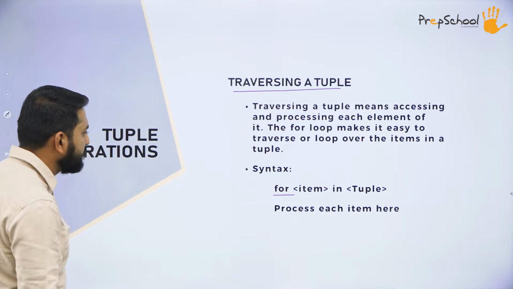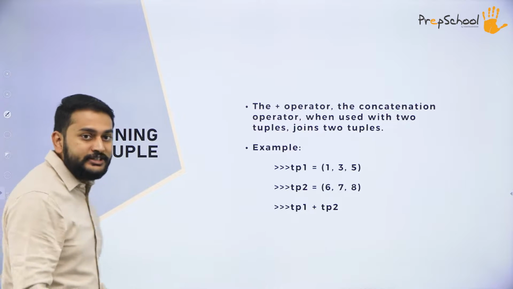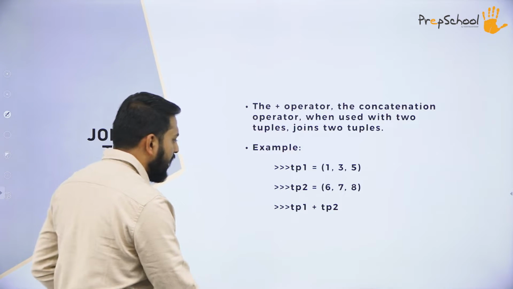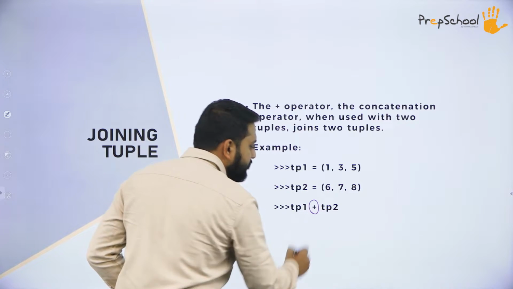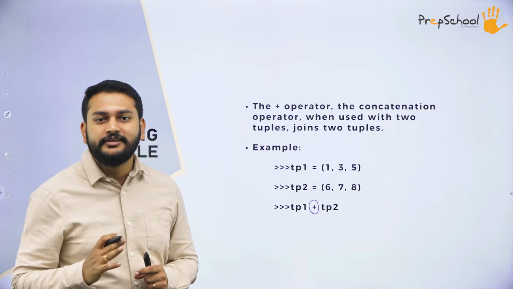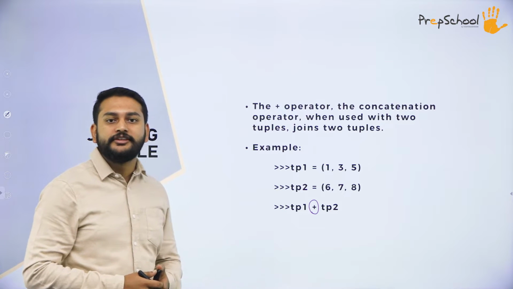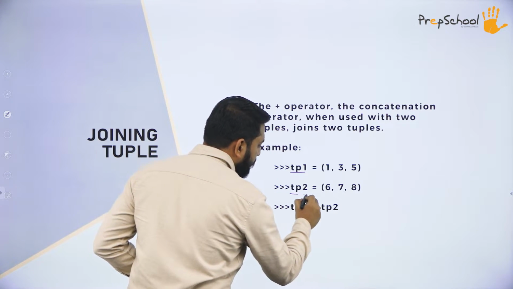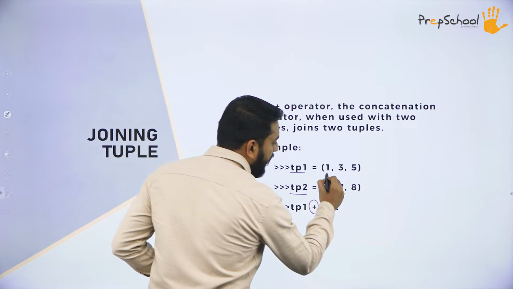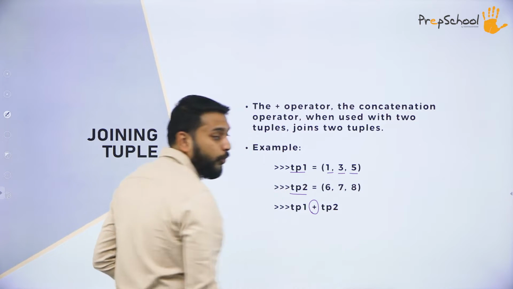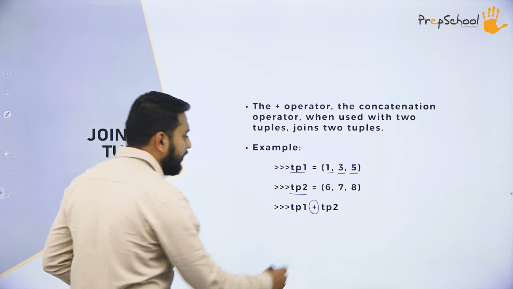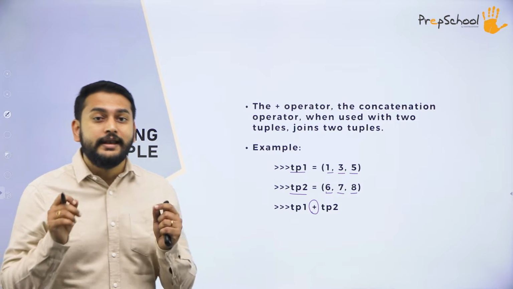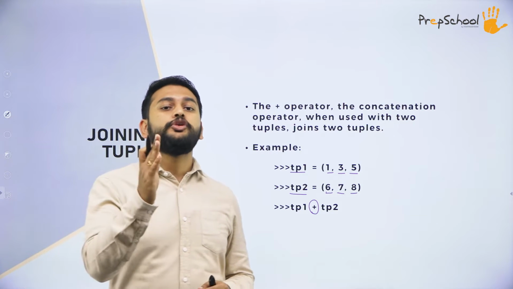Moving on to the next one. The next one is joining of tuples. How do I join tuples? My dear students, I will be using the concatenation operator. With the help of this concatenation operator, I will be joining these tuples. You need to observe here, I have tuple 1 and tuple 2. In tuple 1, I have 1, 3, 5. In tuple 2, I have 6, 7, 8. So I will be performing the concatenation operation to join two tuples.